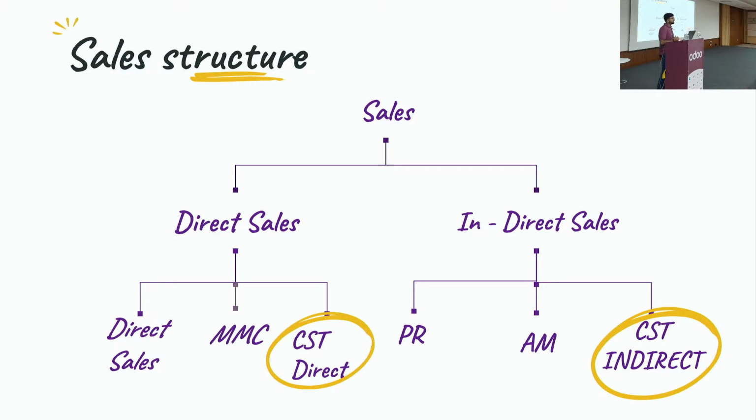The second department is the MMC department, the mid-market team, which we started only this year, followed by our CST direct team, which my colleague Mr. Dhruv is leading. The second vertical is our PR team, the partner recruitment team, first of all, then followed by our AM team, and lastly the CST indirect team, which is where I come from. This is the basic sales structure we follow in Odoo, right?